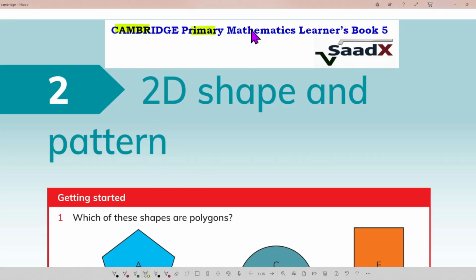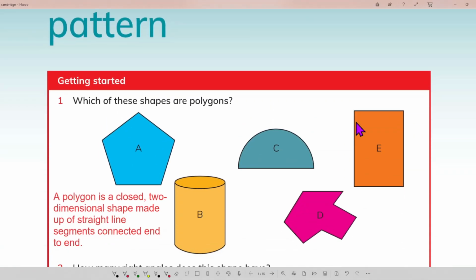Cambridge Primary Mathematics Learner's Book 5. We are starting Unit 2, 2D shape and pattern. First, getting started. Question 1. Which of these shapes are polygons? So first we have to know what polygons are.